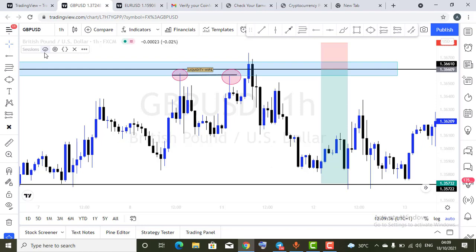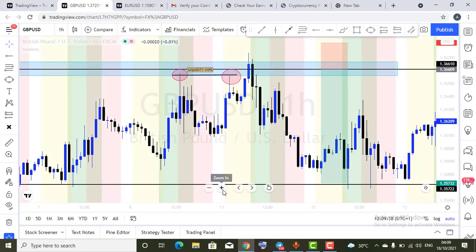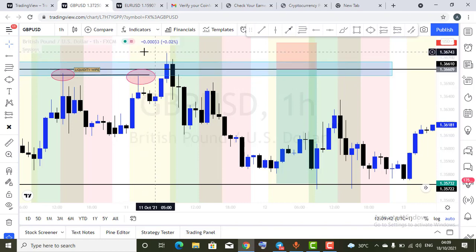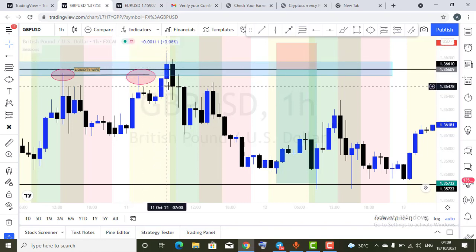Let me open the session so we could see it better. From the sessions, you could see that this was still the new Asian session forming, and this candle was formed during the Asian session, and this other candle around 8 o'clock was formed between this Asian session overlap and the opening of the London session. So this candle was printed during the overlap, right?